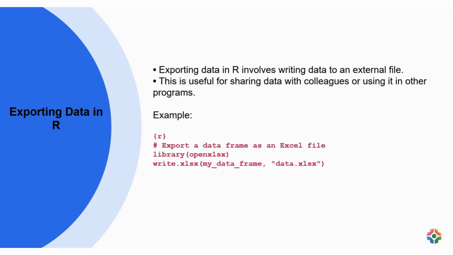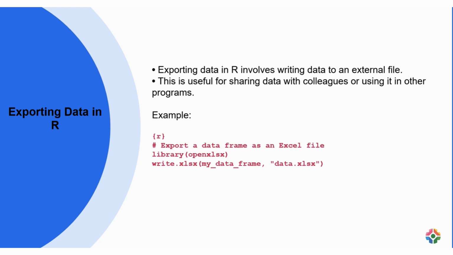Exporting data in R is crucial for sharing or utilizing data in external programs. To accomplish this, you can write data to an external file such as Excel using libraries like OpenXLSX. For instance, if you have a data frame named MyDataFrame and wish to export it as an Excel file, you can use the write.xlsx function from the OpenXLSX library, specifying the data frame and file name as arguments. This allows you to efficiently transfer data for collaborative analysis or integration into various tools beyond R.